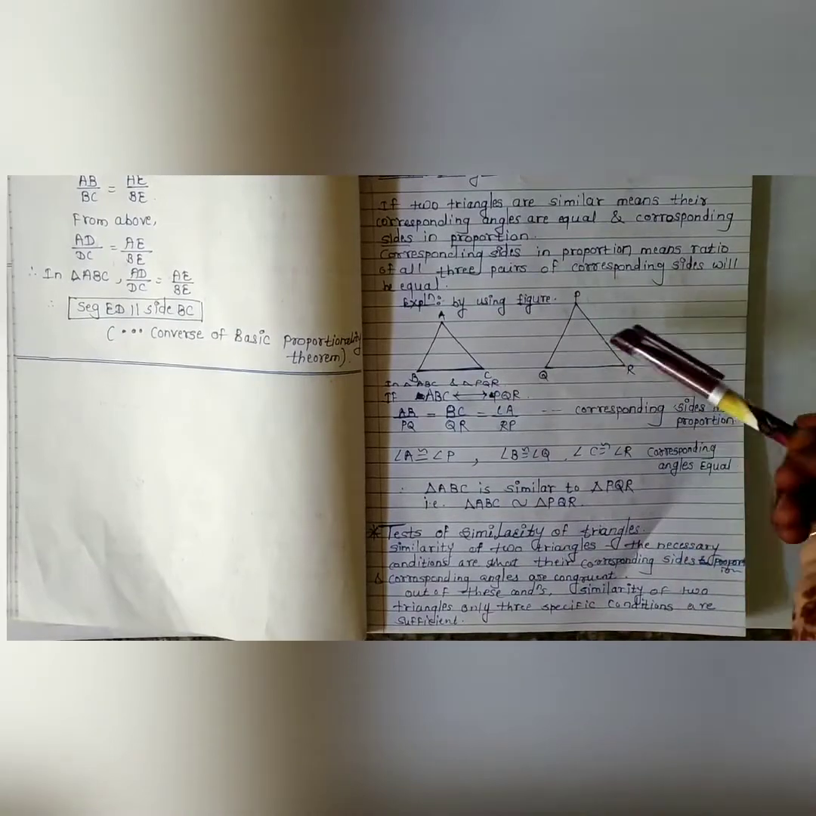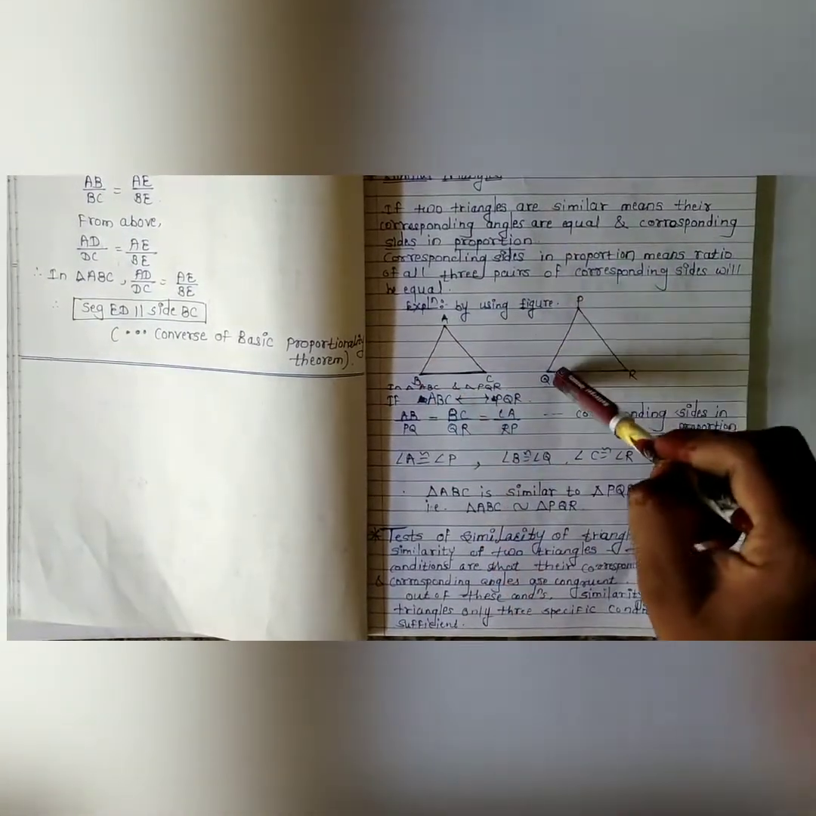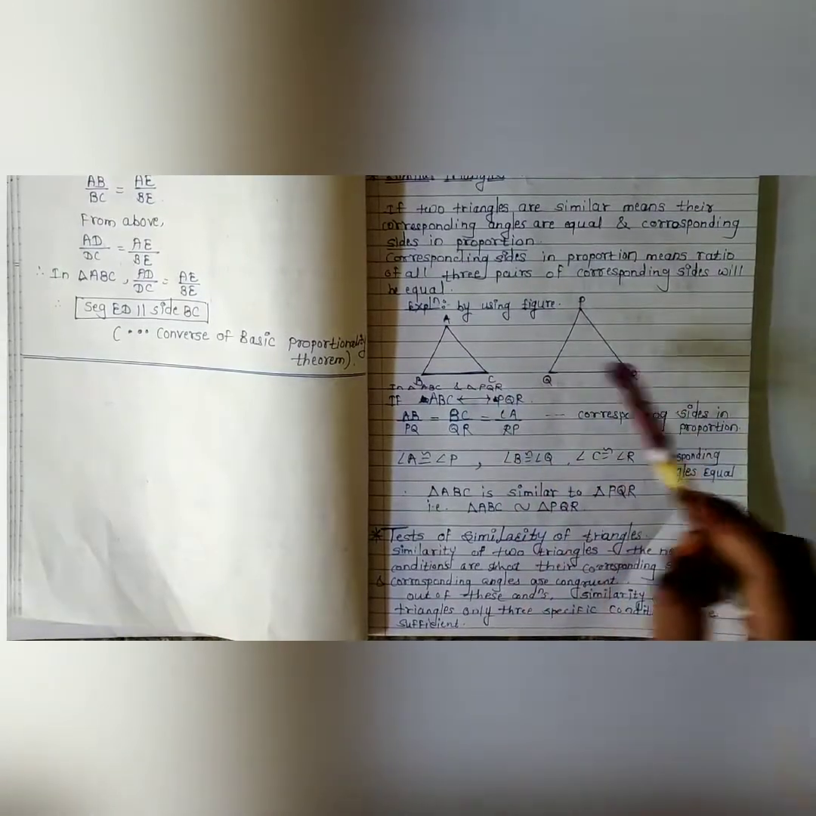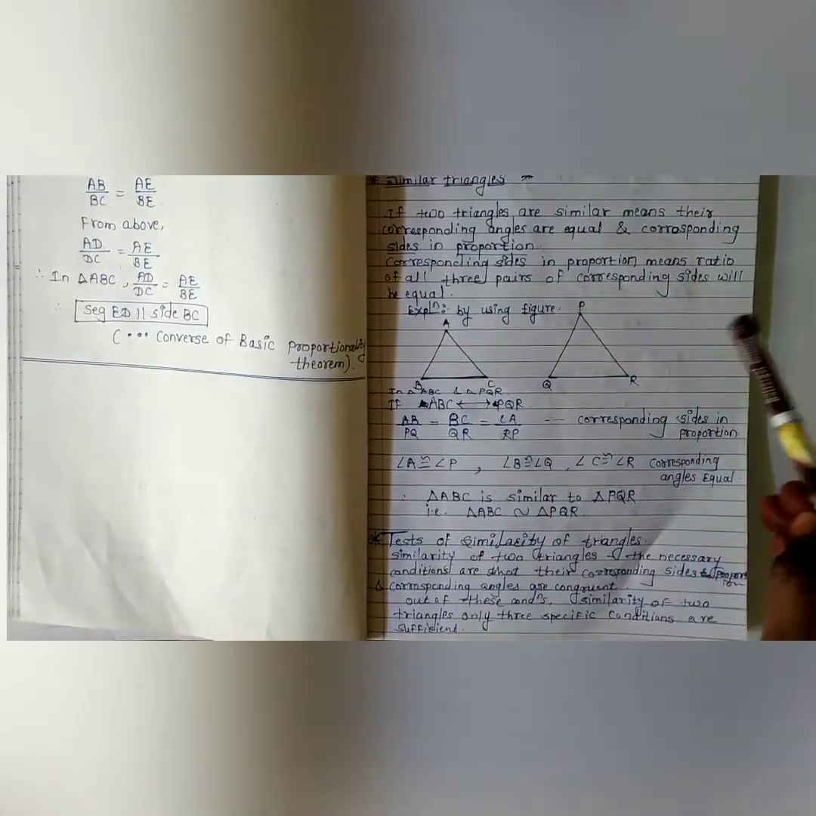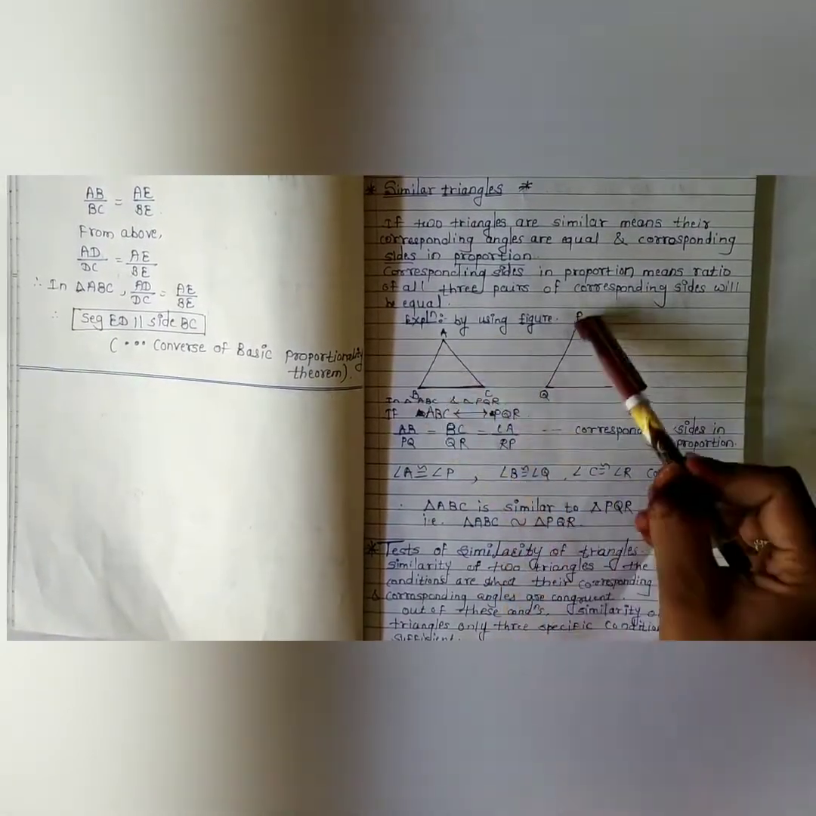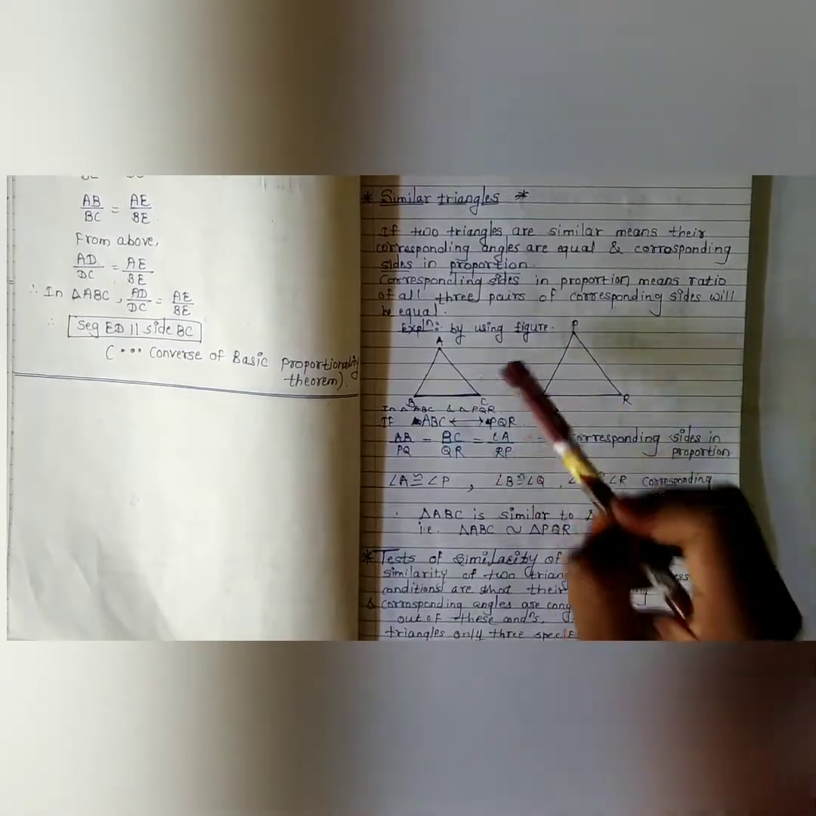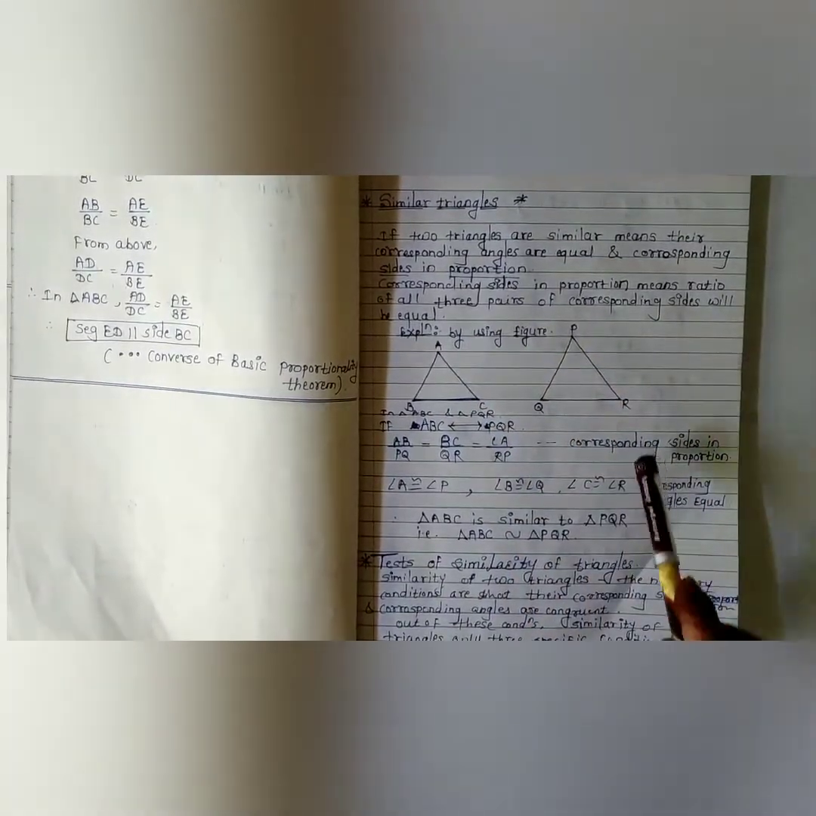Their corresponding sides in proportion means: AB की corresponding side कौन सी है? PQ, BC की QR और AC की कौन सी है? PR. Therefore, corresponding sides in proportion means the ratio of AB upon PQ is equal to BC upon QR is equal to CA upon PR.